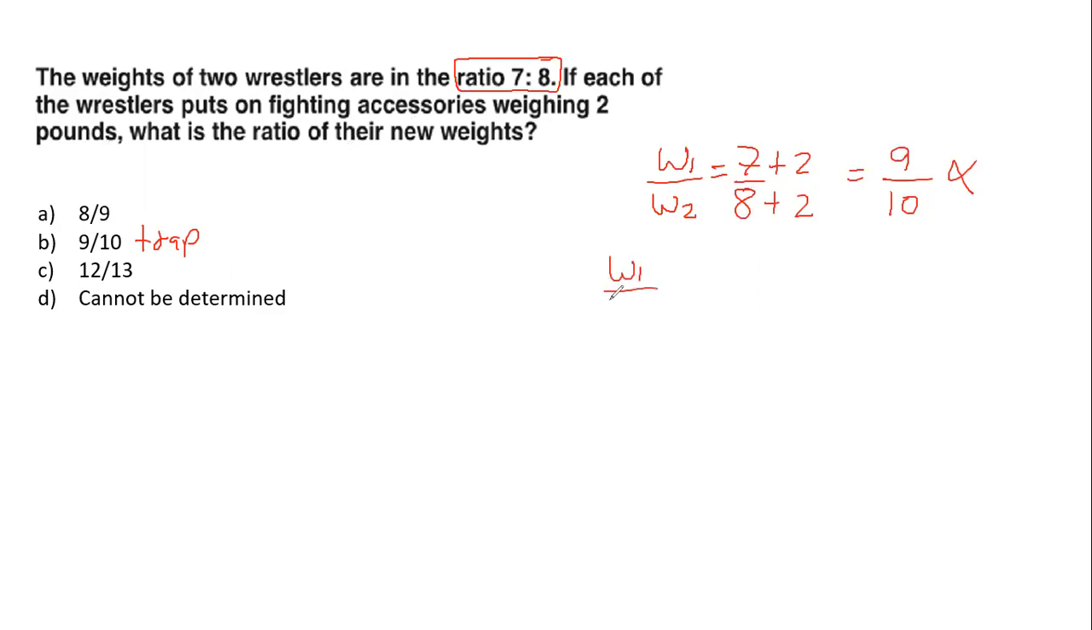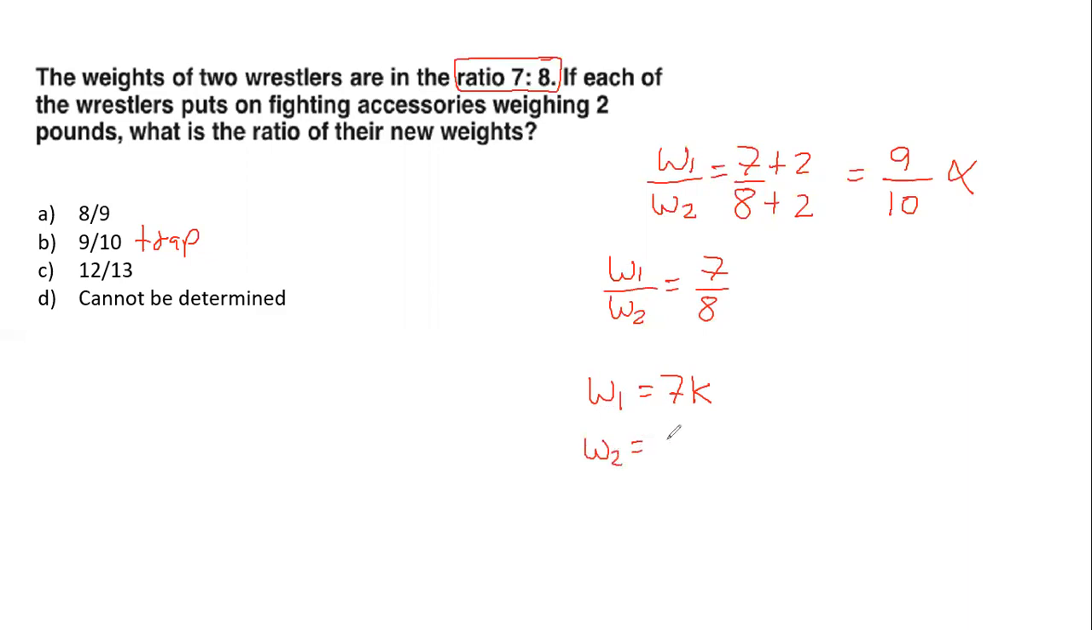Now, as I told you, the ratios are not the original numbers. So when I say the ratio of their weights is 7:8, that does not mean that the weight of the first wrestler is 7 and the weight of the second wrestler is 8. If I really want to assume the original weight of wrestler 1, I'll multiply this with a multiplier. So I can say the weight of the first wrestler is 7k.